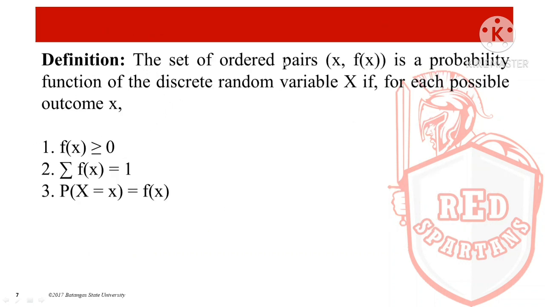So, for definition, the set of ordered pairs x, f of x is a probability function of the discrete random variable x if for each possible outcome x. So, ito yung ating tatlong parang properties. So, for number 1, f of x must be greater than or equal to 0. So, dapat laging greater than or equal to 0 yung ating f of x. Then number 2, yung summation ng f of x natin ay equal sa 1. Kasi nga, ang probability or ang sum ng probability niya ay laging equal to 100% or 1.